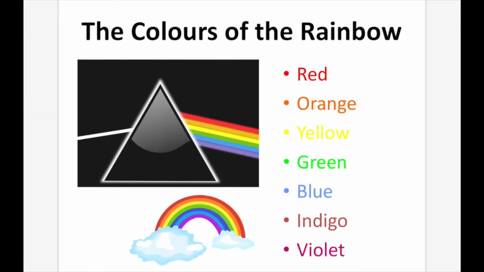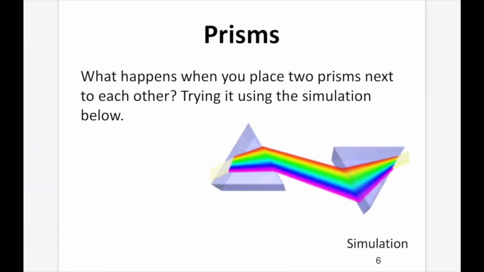Now, how do you remember the colors of the rainbow? Well, we have Roy G. Biv. Roy, R-O-Y, so that's Roy. And then G, Biv, B-I-V. Roy G. Biv.